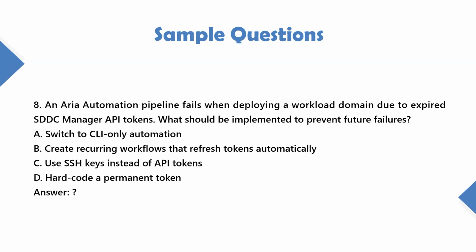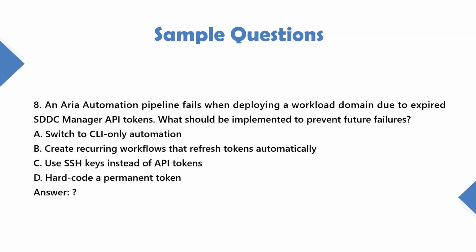8. An Aria Automation pipeline fails when deploying a workload domain due to expired SDDC Manager API tokens. What should be implemented to prevent future failures?